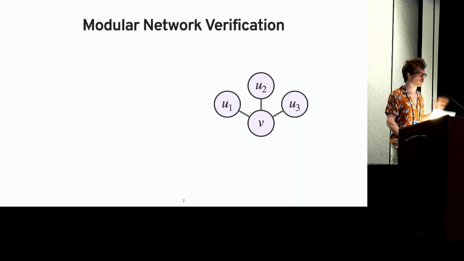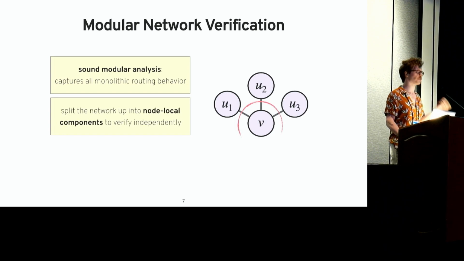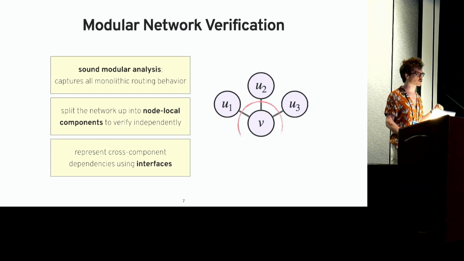In order for our modular verification to be useful, we need it to be sound. We want to capture all the monolithic routing behavior within our modular analysis, and that's the key element that we really need in order for this to be useful. So what we'll do is split our network up into node-local components, and verify each of these components independently. And to ensure that our individual components are accurately capturing what's going on in the rest of the network, we're going to use interfaces to represent those cross-component dependencies.